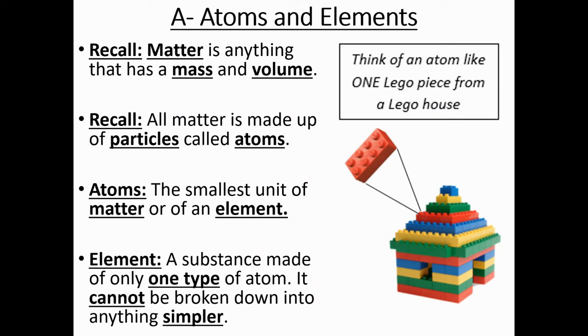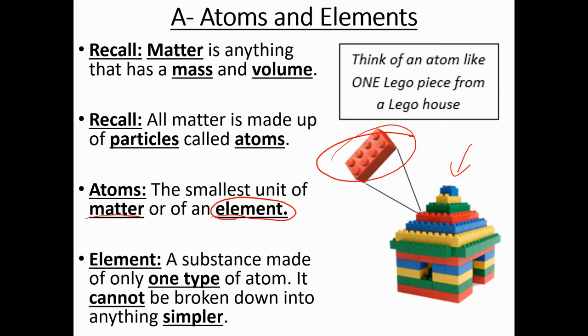So atoms are the smallest unit of matter. If you take a look at this little Lego house here, it's made up of a whole bunch of little Lego pieces. And one single Lego piece would be like an atom. So if we had a desk, it's made up of a whole bunch of particles connected together. If you take the smallest piece that you could break it down into, that would be considered the atom. So the atom is the smallest unit of matter, or it's also the smallest unit of an element. And so we'll take a look at how that relates as well.